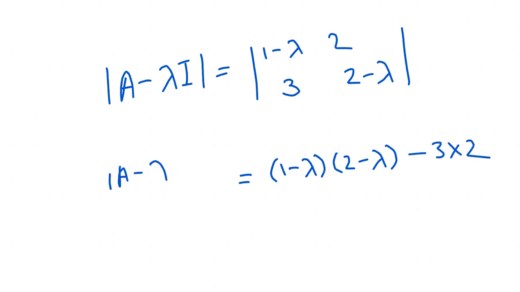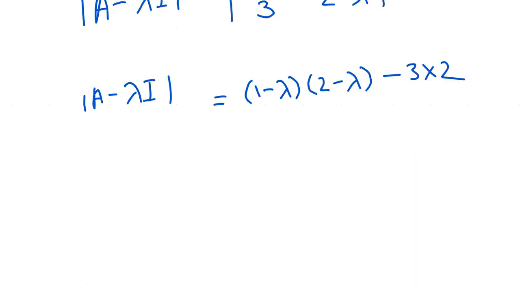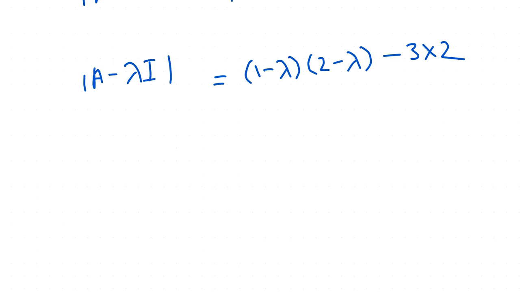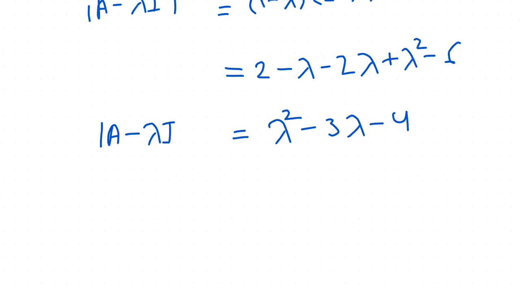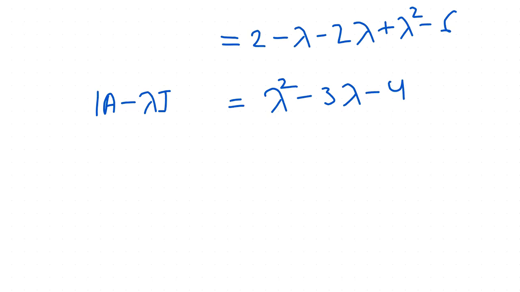Now let us put this determinant equal to 0. First let us simplify more. So we have 2 minus lambda minus 2 lambda plus lambda square minus 6. And after simplifying we can write in order: lambda square minus 3 lambda minus 4. So let us put this equal to 0.